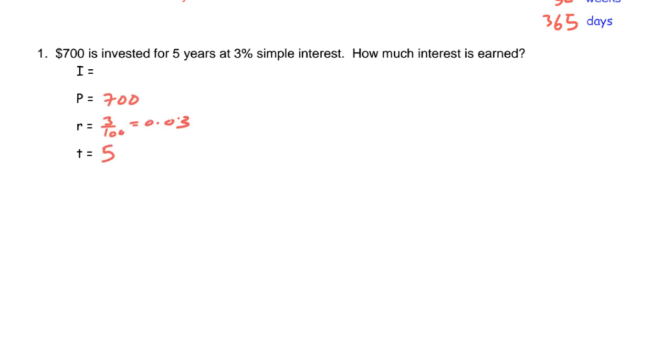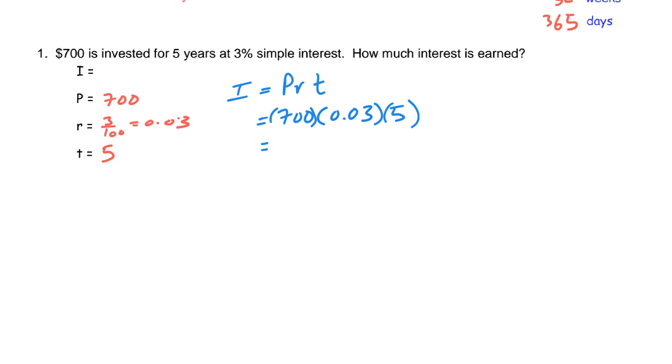Now, filling in our information, we know that P is 700 since it's our starting value. R is 3 over 100, which gives us 0.03 as the decimal. And T is equal to 5 because time is already in years. Punching that into the equation, we have this.